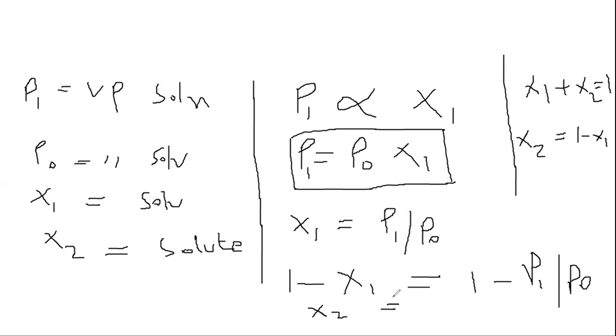And this I can further simplify by taking the LCM. I will explain in the next slide. So as explained, this would be X2, and when you take the LCM of the previous equation, it would be equal to P naught minus P1 divided by P naught.